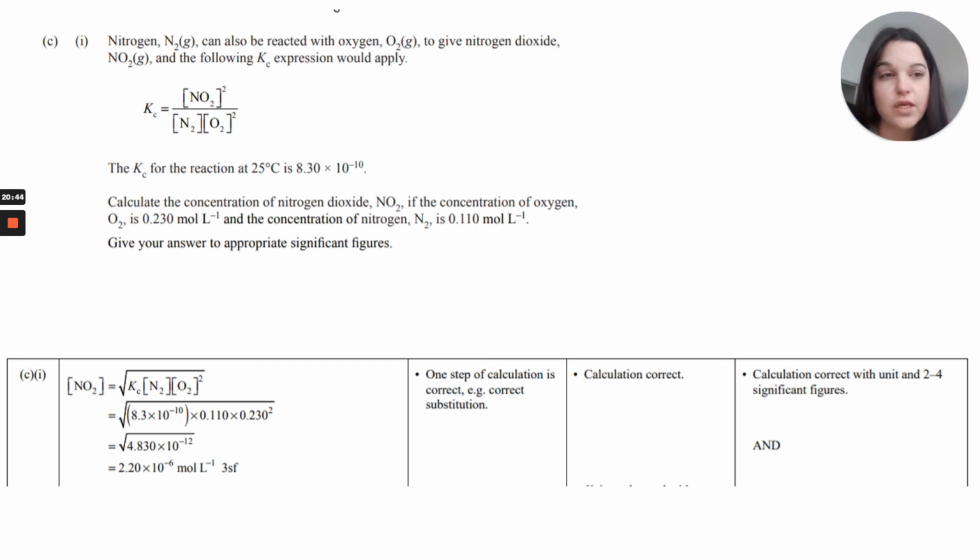So achieved, you can get one step, kind of like substituting the numbers in. Merit, you can calculate it, but maybe not the right significant figures or units. Excellence, you've got everything together in there. So you will need to practice these calculations, and there is loads on Education Perfect for you to practice.